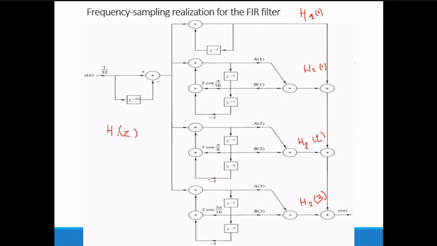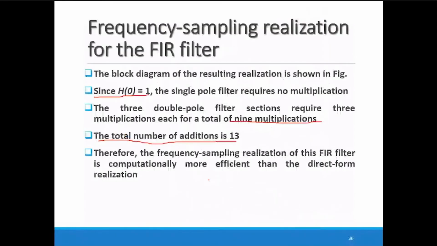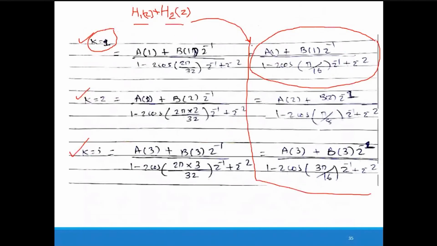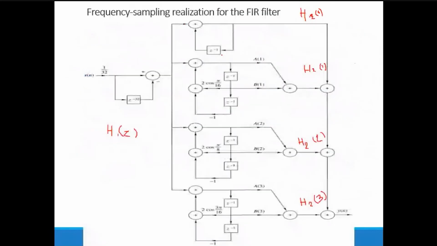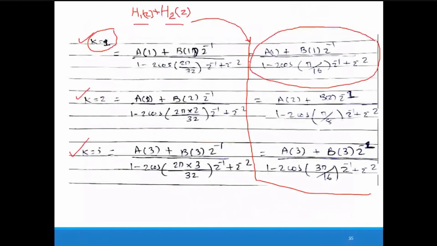Here I have shown the implementation: (A1 + B1 z^-1) divided by (1 - 2 cos π/16 z^-1 + z^-2). So here you can see the A1 parameter. How are we implementing it in the filter structure? Here this is the A1. First is, just a second, I'm copying this data and putting it over there.